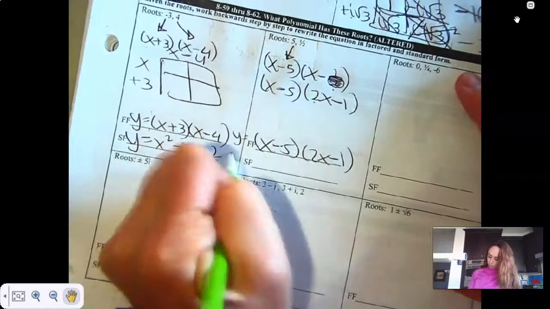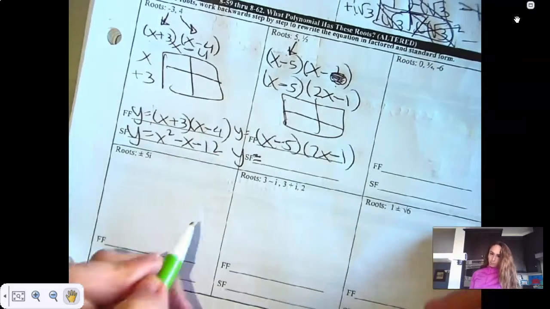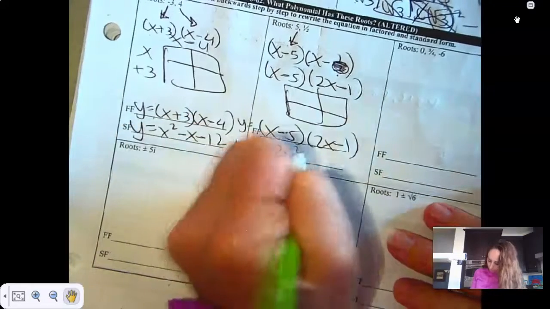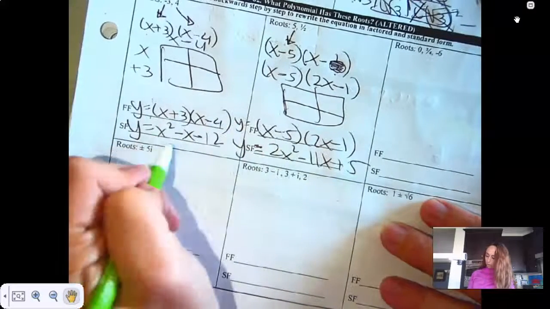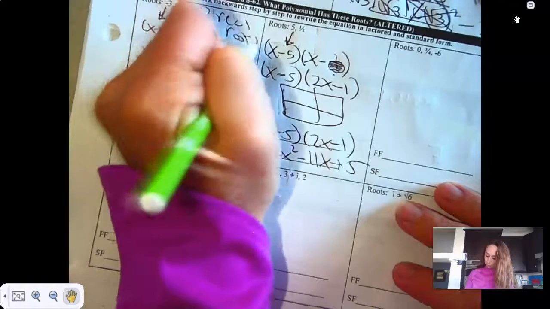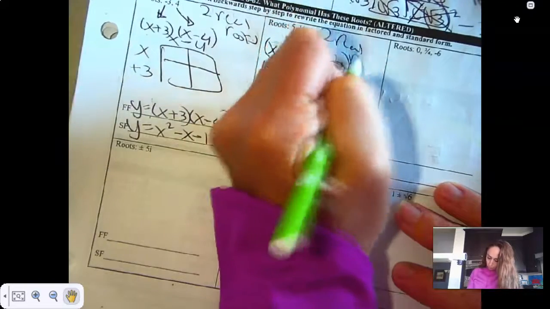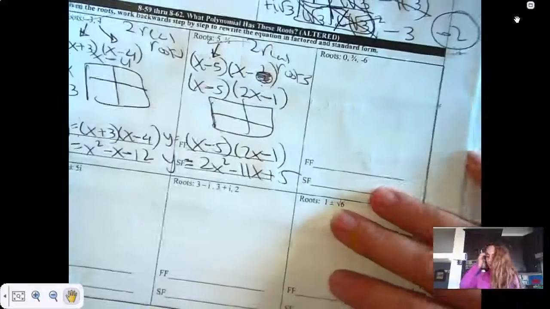How do I put it in standard form? You box it out. I get 2x squared minus 11x plus 5. Okay? This is a quadratic. 2 real roots. 2 real roots. Quadratic, quadratic. Okay? Let's look over here.